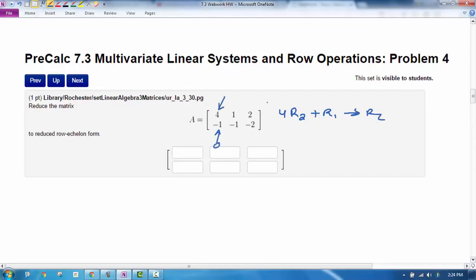And I want to get a 1 here and a 1 here in order to put it in row reduced echelon form. So I'm going to start with getting that 0 right there. So this is how I would do that. Multiply row 2 by 4 and add it to row 1 and put it in row 2.